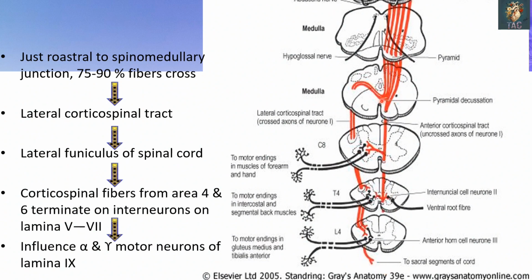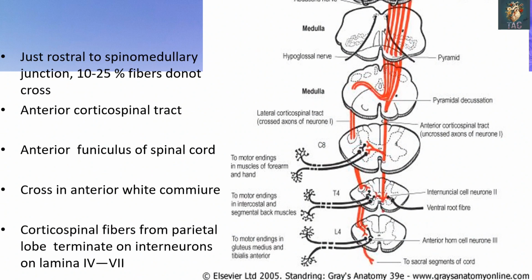Here also you can see these are uncrossed fibers which descend as the anterior corticospinal tract, and at the level of the spinal cord they cross to the opposite side in the anterior commissure, and then again synapse on anterior motor neurons. These are the remaining 10 to 25% of fibers which do not cross and descend ipsilaterally as the anterior corticospinal tract.